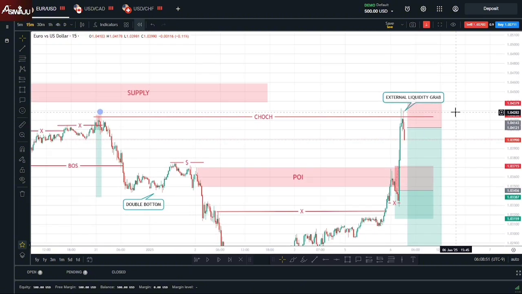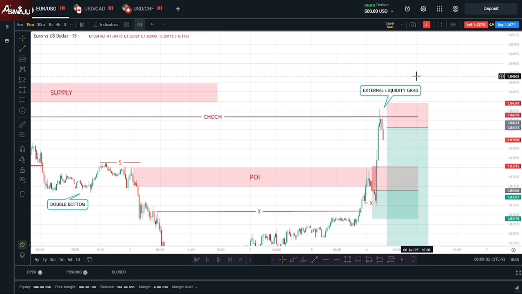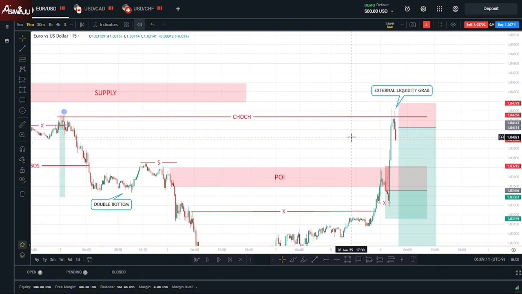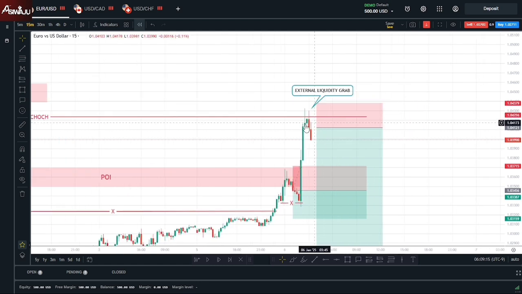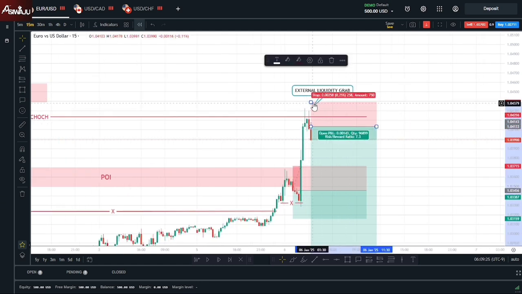So because price failed to change structure here, this is a clear confirmation that price is ready to reverse. The price just went here to grab the external liquidity. As you can see, weak rejections from this point. Now let's play price forward. As you can see, your stop might be a little bit above this point.